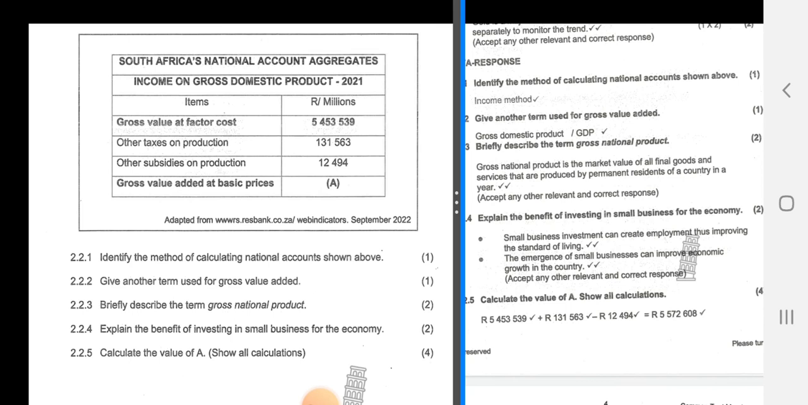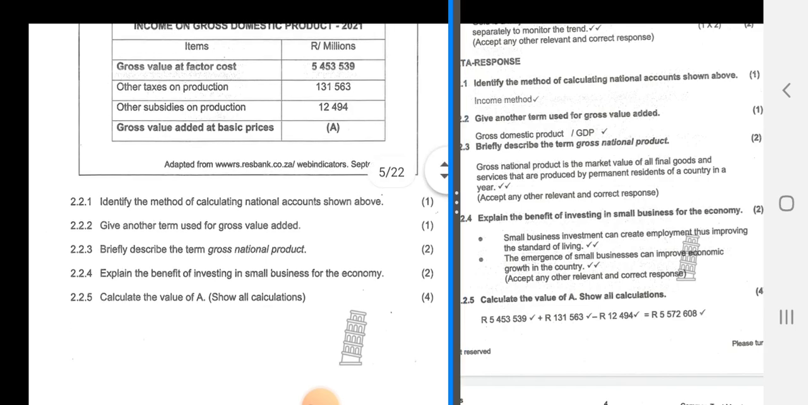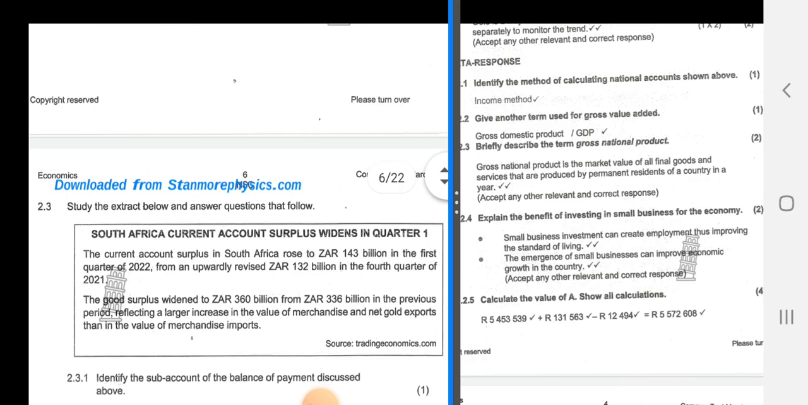Calculate the value of A. Show all your calculations. You take the gross value at factor cost and other taxes on production, and you subtract other subsidies on production, and then you get your gross value added at basic prices.